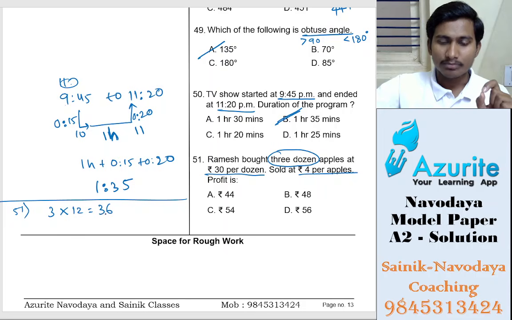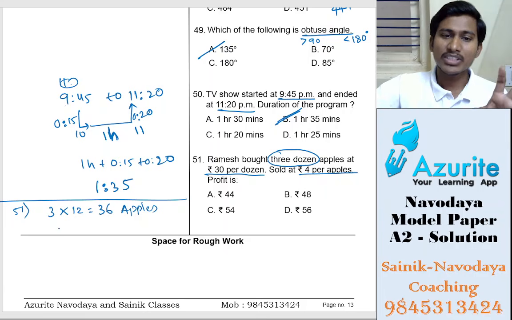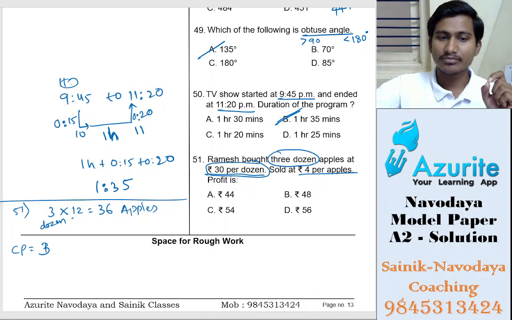He bought 36 apples, total 36 apples. So what is the price of 1 dozen? The cost price they have given is per dozen, 30 rupees for 1 dozen. So there are 3 dozen. 3 dozen means 3 into 30 rupees, so 90 rupees is the cost price for 3 dozen, that is 36 apples.